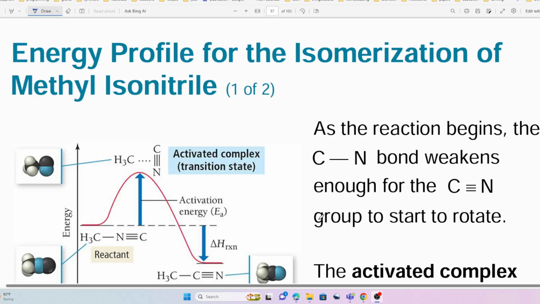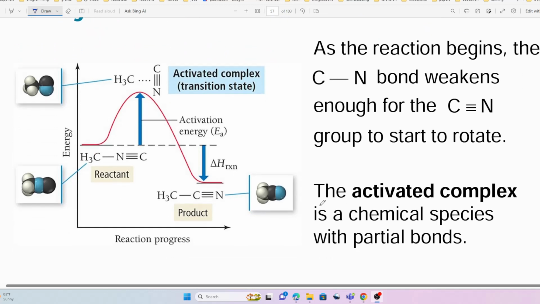So here we see an energy diagram for this process. As the reaction begins, we just have our methyl isonitrile, and the nitrile group begins to rotate as we approach the activation barrier or activated complex, which is also known as the transition state. At that point, we have partial bonds. So the bonds are breaking and the bonds are also forming.